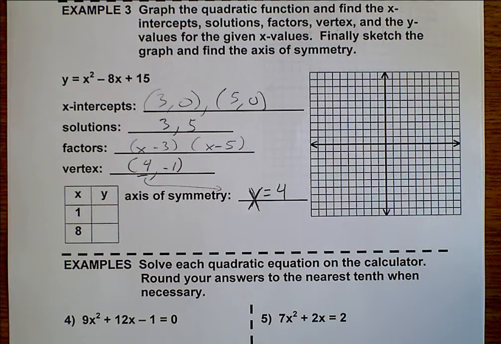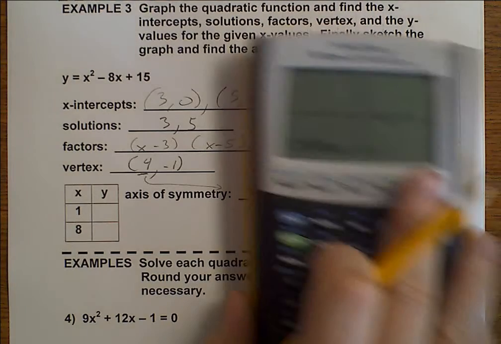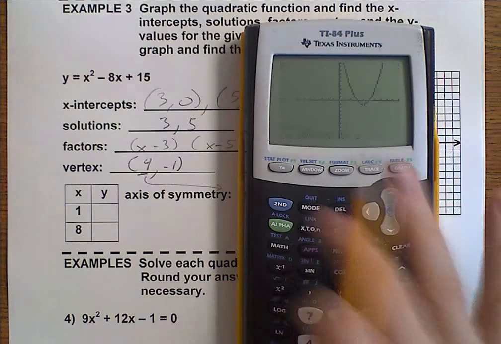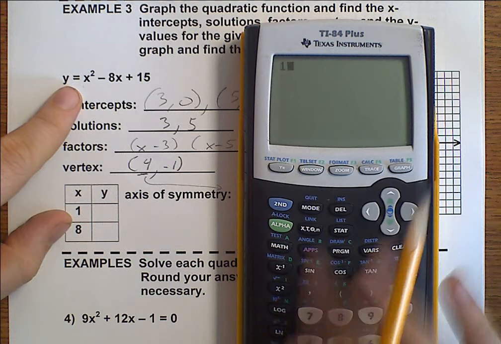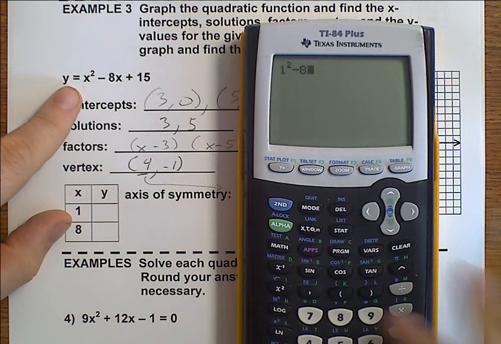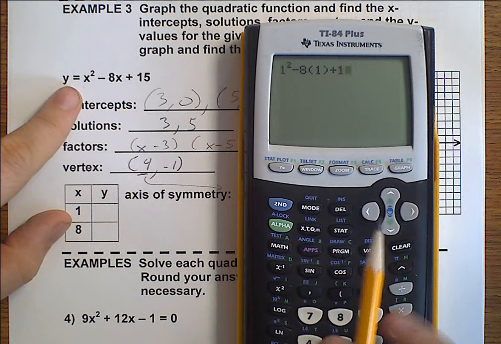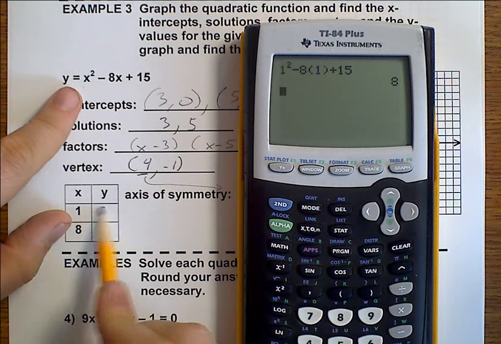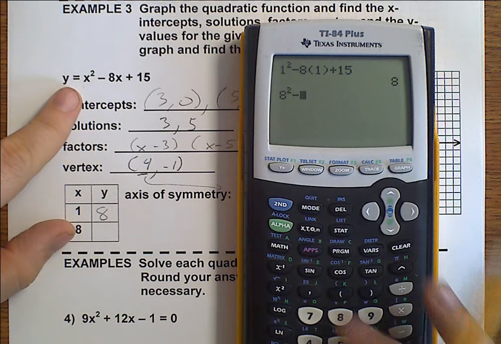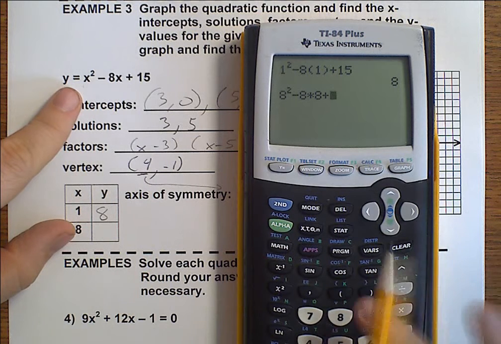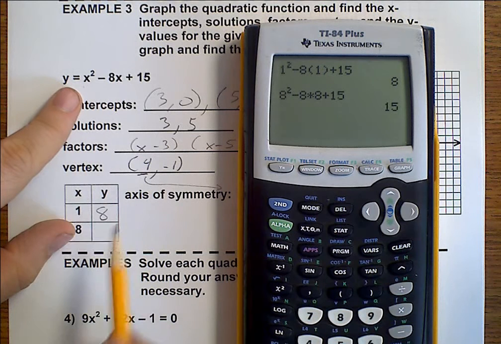And now we're going to plug in a couple of answers. Go ahead and go back to the main screen. I'm just going to retype this, putting these numbers in. So 1 squared minus 8 times 1 plus 15 gives me 8. And 8 squared minus 8 times 8 plus 15 gives me 15.